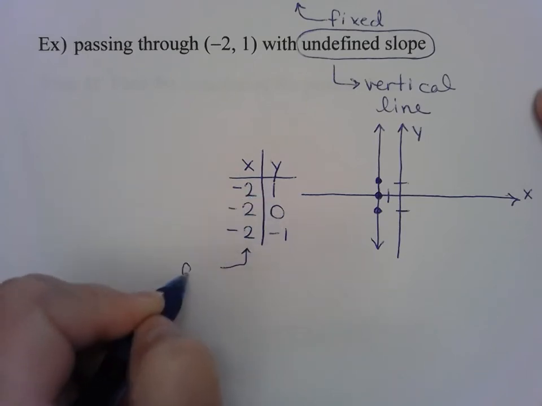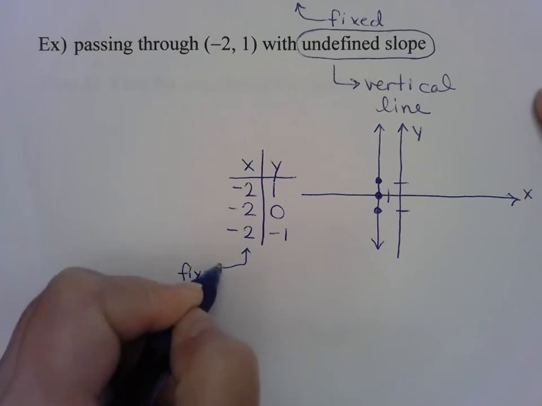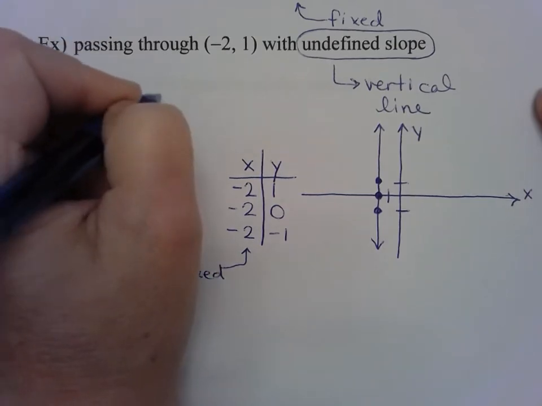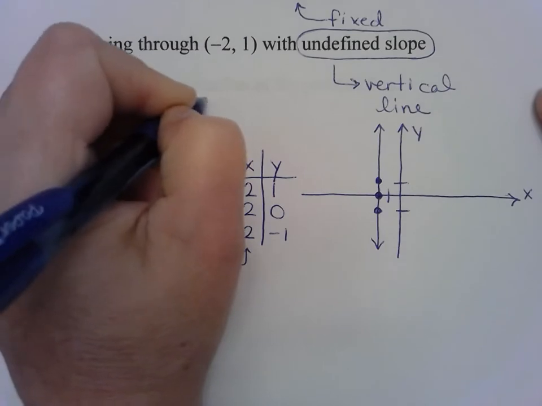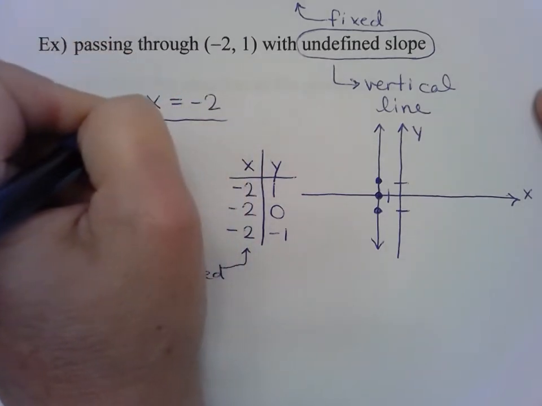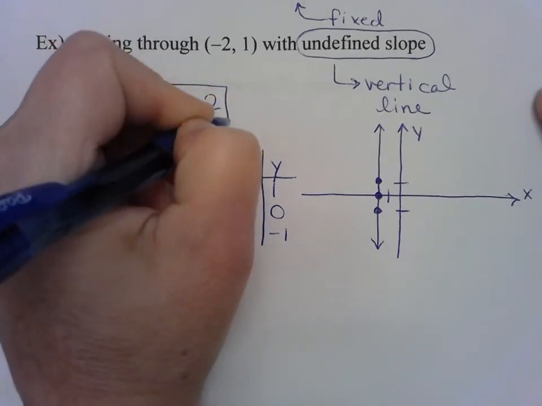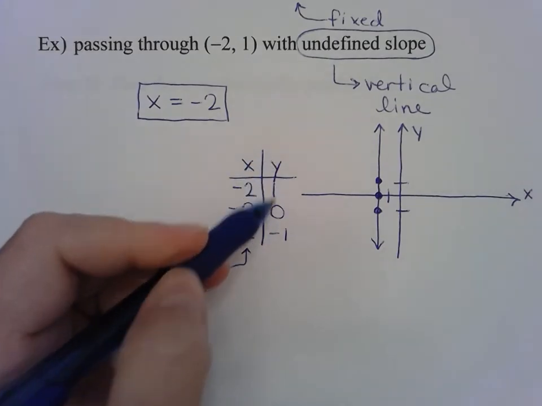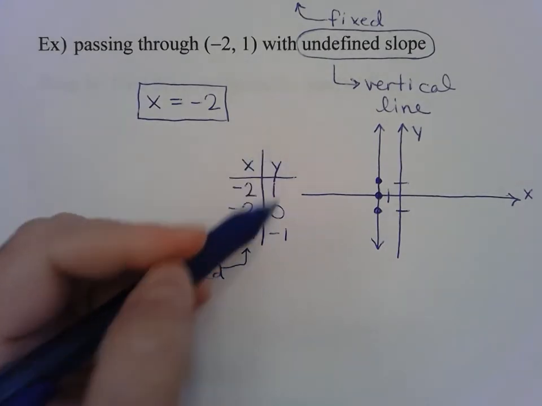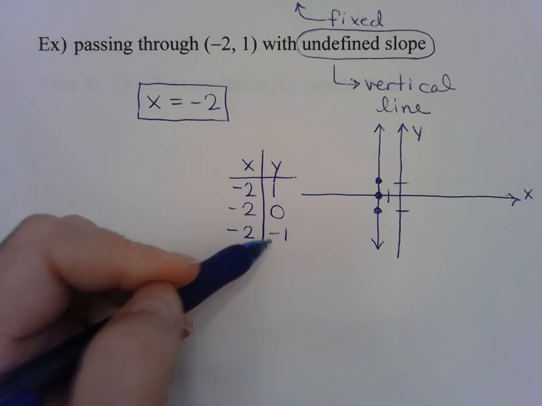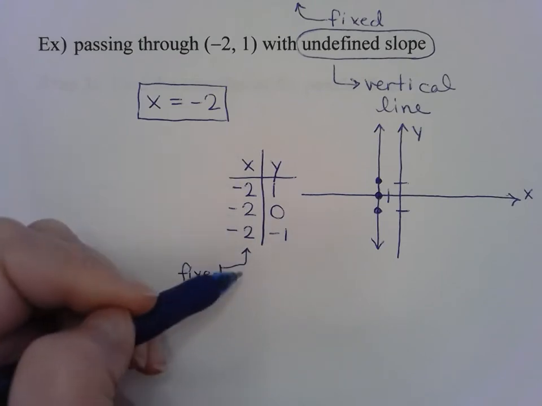So if it's the x value that's fixed, then the equation is going to state that x equals -2 always. There's no y in the equation because y can vary to be anything. There's no restrictions on the y, but it's the x value that's fixed.